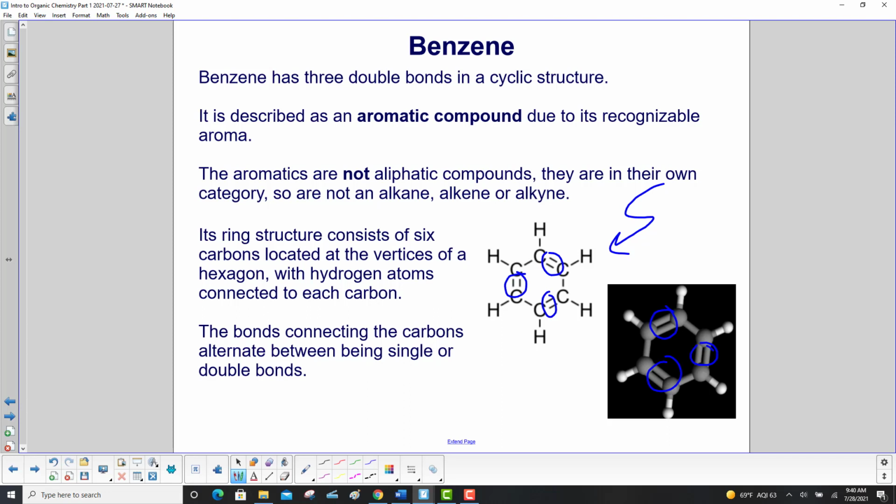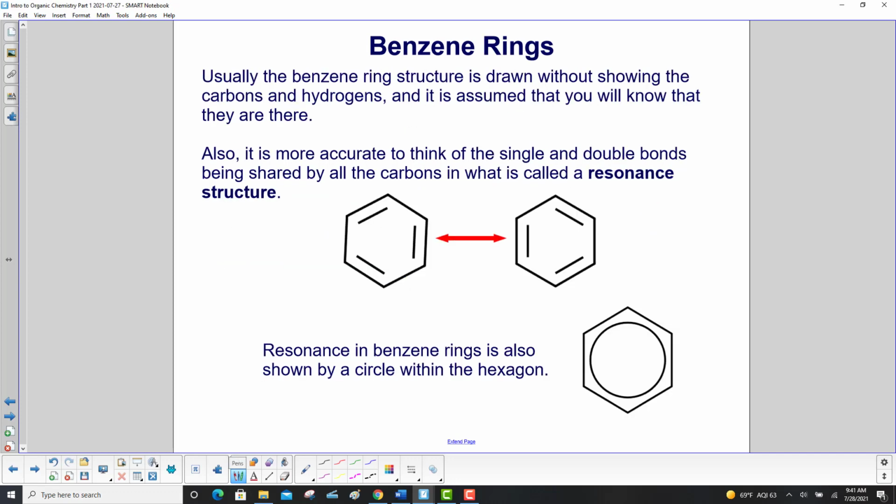Its ring structure consists of 6 carbons located at the vertices of a hexagon, with hydrogen atoms connected to each carbon. The bonds connecting the carbons alternate between being single or double bonds. Usually, the benzene ring structure is drawn without showing the carbons and hydrogens, and it is assumed that you will know that they are there. Also, it is more accurate to think of the single and double bonds being shared by all the carbons in what is called a resonance structure.